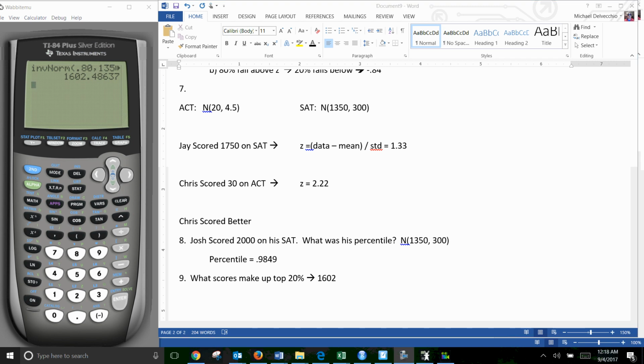Also on the homework, I did put in a range here, but notice I don't know what a perfect score on the SATs is, so this is actually just going to be a single answer for the homework. It's just in this case, it'll be 1602 is the score.